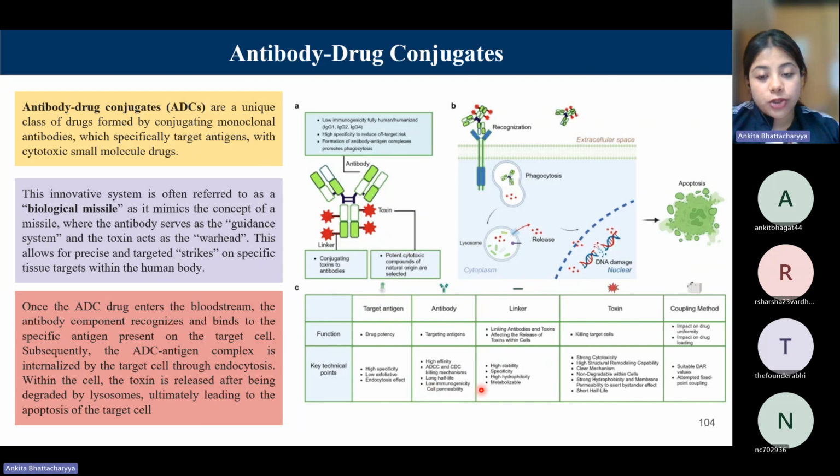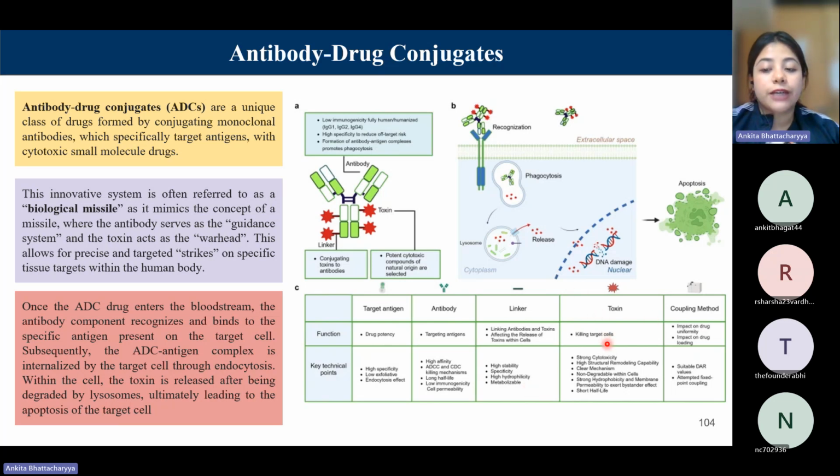Low immunogenicity, cell permeability should be high. Linker, which means it links the antibody and the toxin, like we just saw here. It affects the release of toxins within cells. This linker should have high stability, specificity, high hydrophobicity, should be metabolizable. It should get metabolized within the cell.